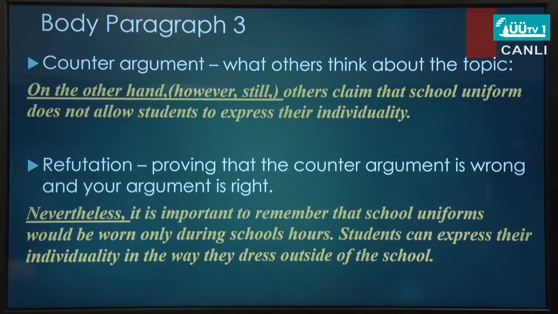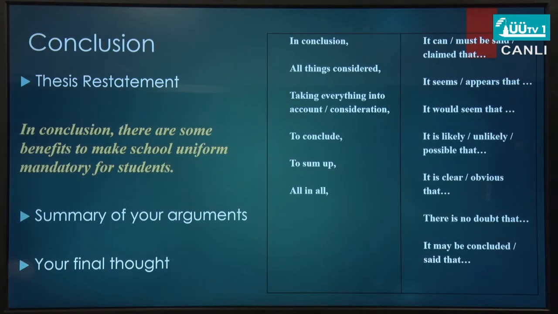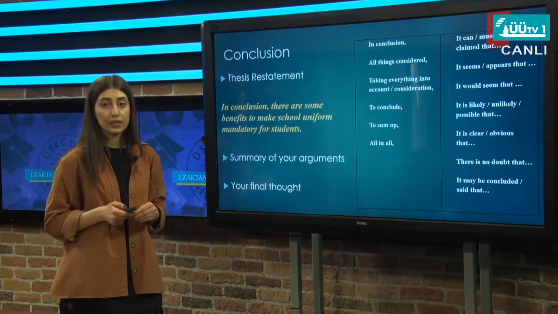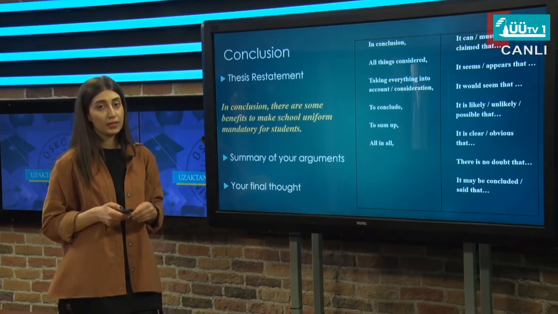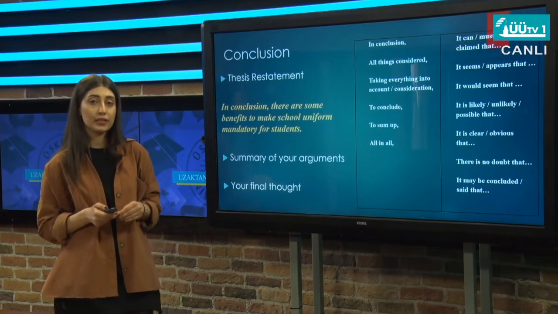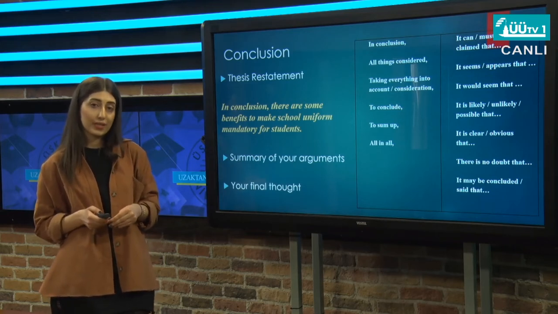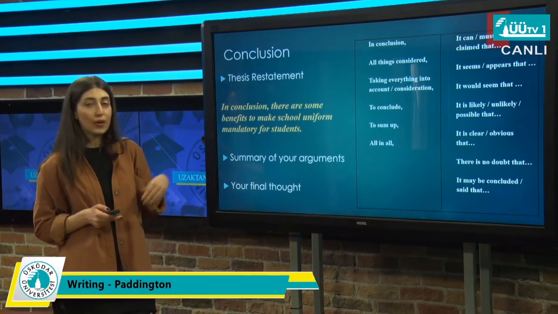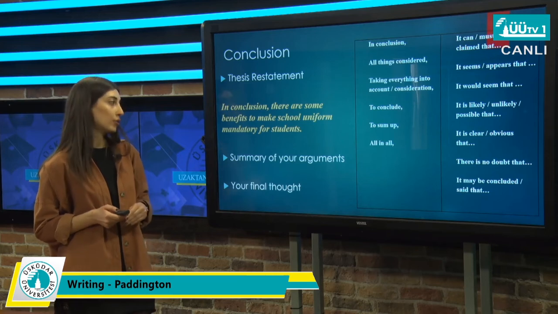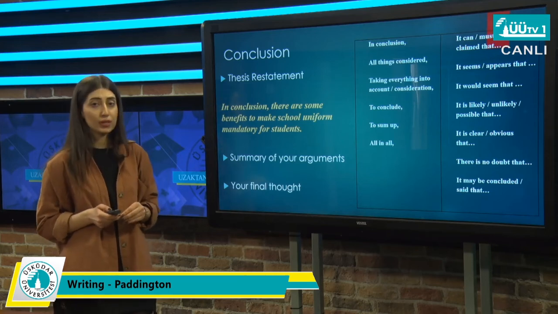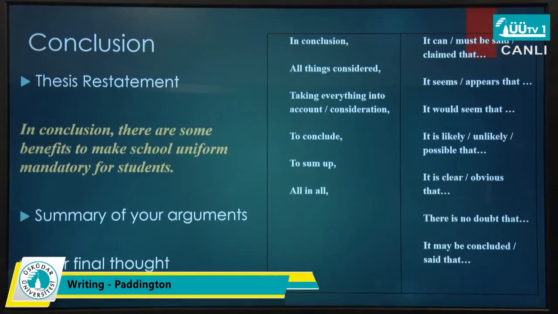And so these are your body paragraphs, and we came to the conclusion. As you remember, conclusion is always the same in any type of essay, and it is complicated. It consists of 3 parts, and the first part is thesis restatement. So our thesis restatement related to the topic of school uniform can look like this. In conclusion, there are some benefits to make school uniform mandatory for students.